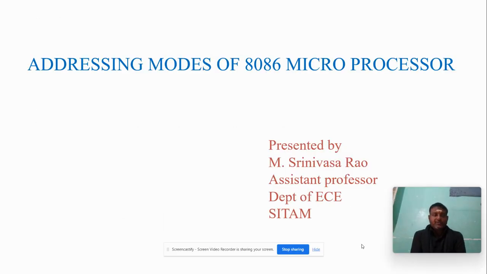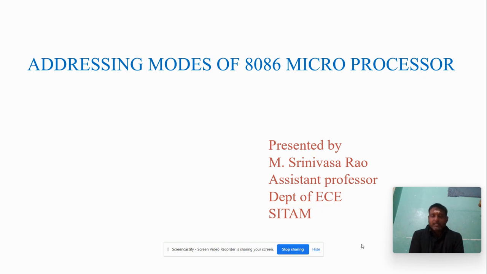Good morning, dear students. Today we are discussing the addressing modes of the 8086 microprocessor. Before learning the addressing modes of 8086, we first need to know the basic instruction format of the 8086 microprocessor. The basic 8086 instruction format consists of two parts.